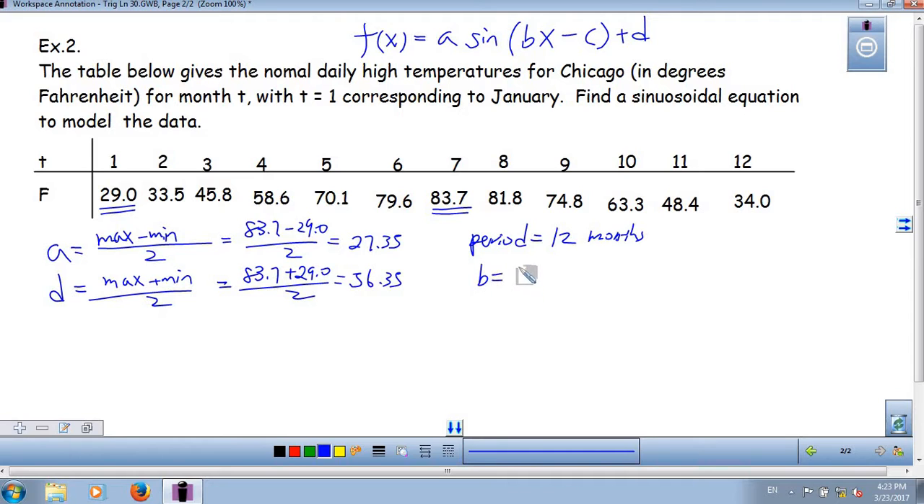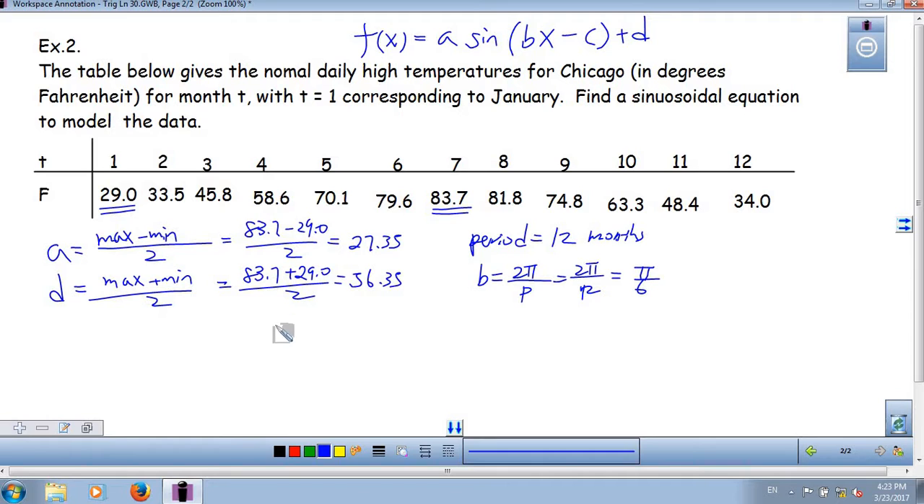So what would B be? B would be 2 pi, the natural period for sine and cosine, divided by P. So it's 2 pi over 12, which is pi over 6 again. Pi over 6. Then we just have to figure out C and D.